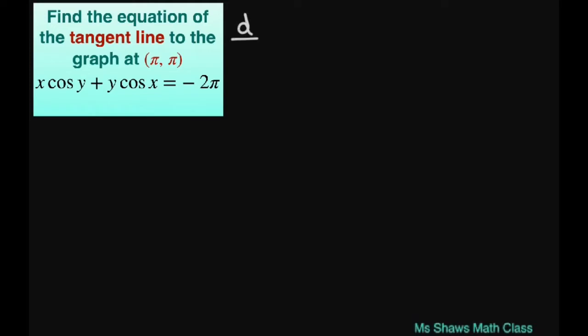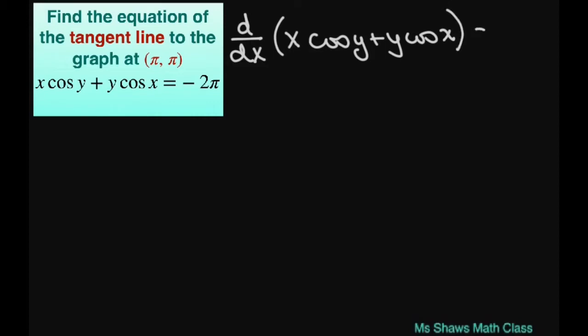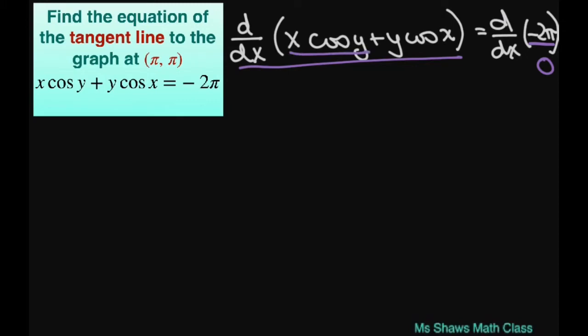So you're going to differentiate with respect to x. On the left-hand side, we have x cosine of y plus y cosine of x. And on the right-hand side, we're differentiating with respect to x, negative 2 pi. Negative 2 pi is just a constant, so this is going to end up being 0. So let's do this piece here. We're going to use the product rule for x cosine of y, and then also the product rule for y cosine of x. So let's get started with that.